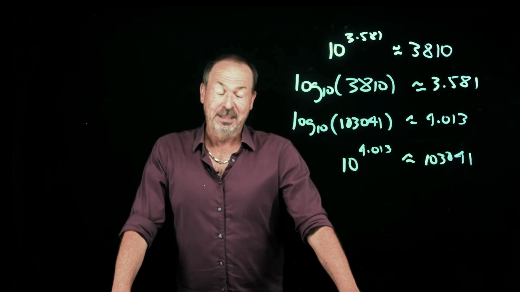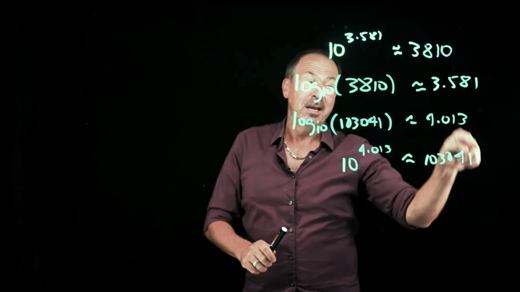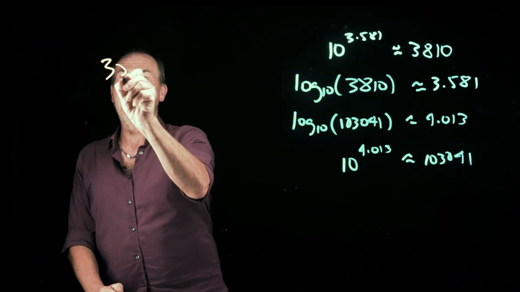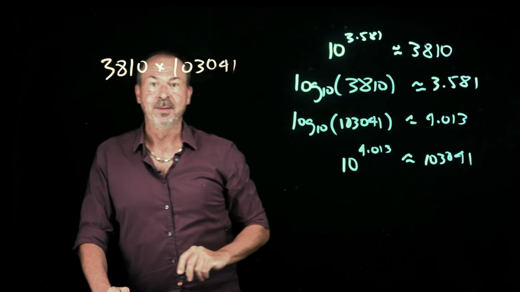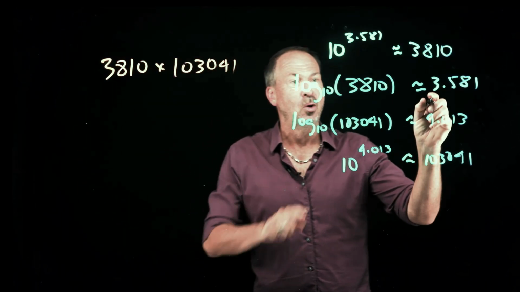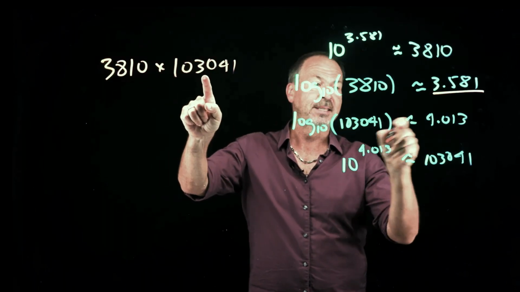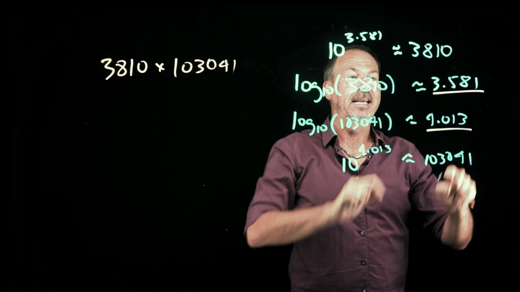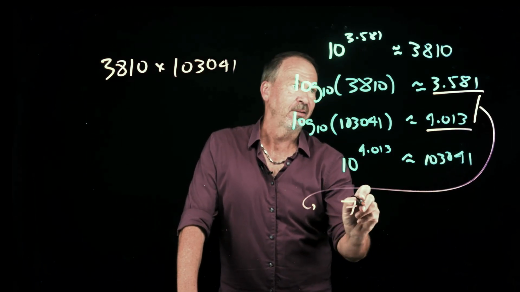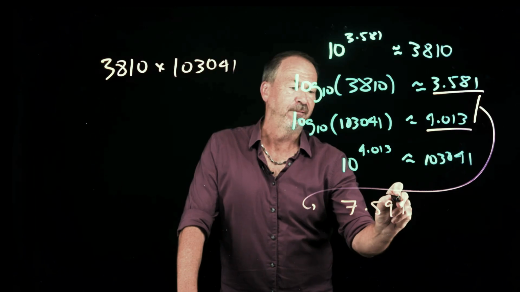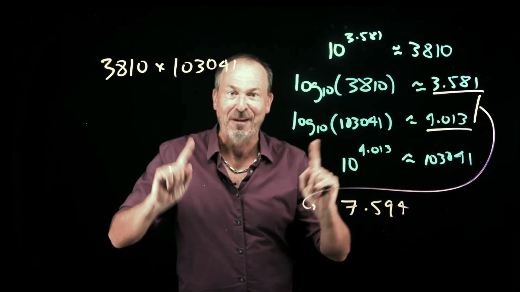So I'm going to use the examples here. Napier said something like this. If you wanted to work out, say, 3810 times 103041, he says, go to my tables and look up the logarithm of the first number, the logarithm of the second number, and then add these. Adding these is going to be the key for you. What's the addition of that? That's 7.594.